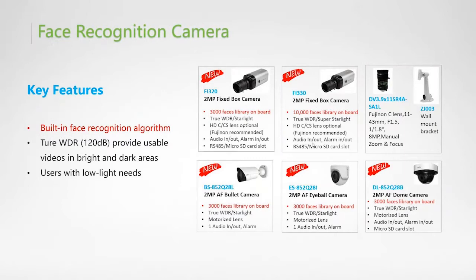Here we can see an overview of some of the cameras that have the facial recognition algorithm. We have box camera, bullet, eyeball, and domes. These are some of the specifications that support each one. We can find 2 megapixels fixed box camera and 2 megapixels bullet, mini eyeball as well, and big dome.